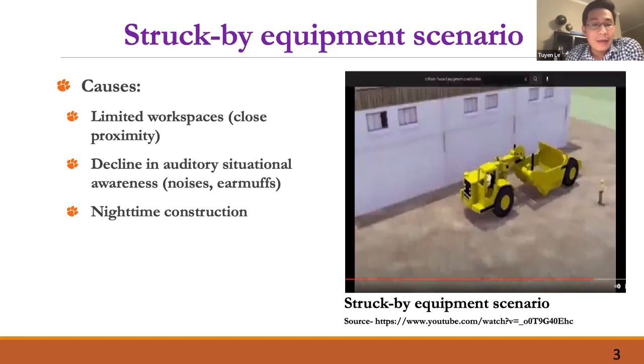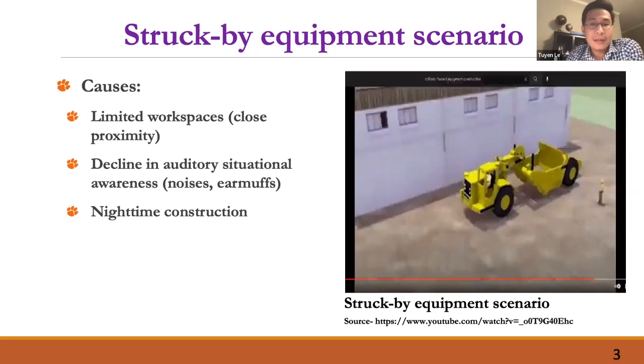Okay, so even though the worker is working really close to the mobile equipment, they cannot hear it because of the impact of other background noise. Another reason for the struck-by equipment hazard is the visibility during nighttime. Especially in highway construction, we do a lot of nighttime work, so the workers are not able to see the surrounding objects well. That's why they're not able to avoid collisions with the construction equipment.